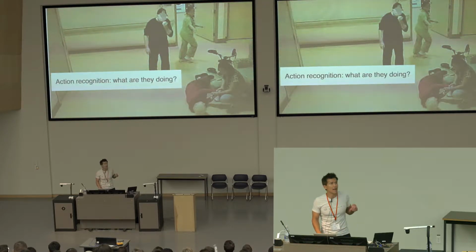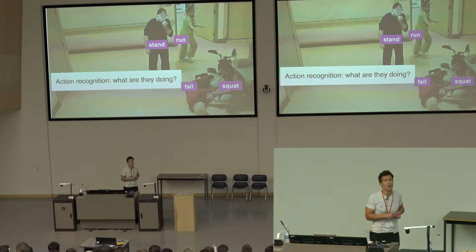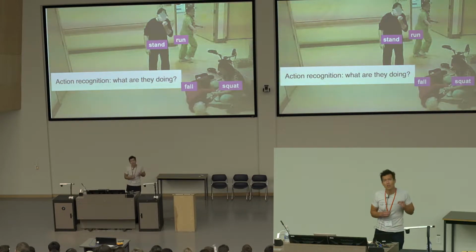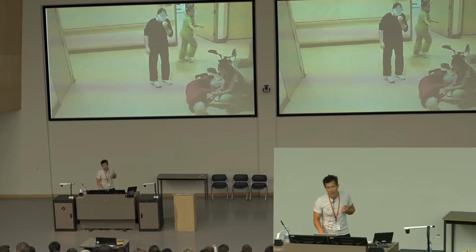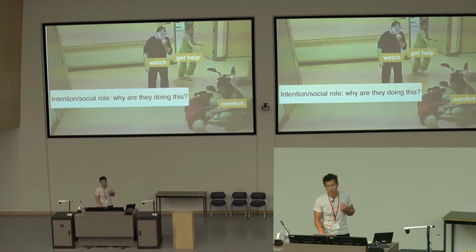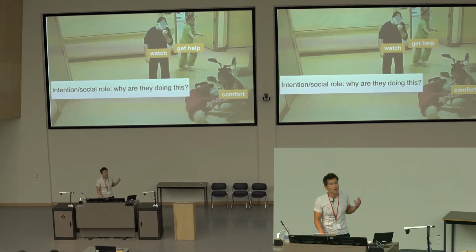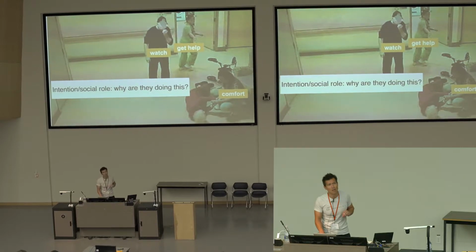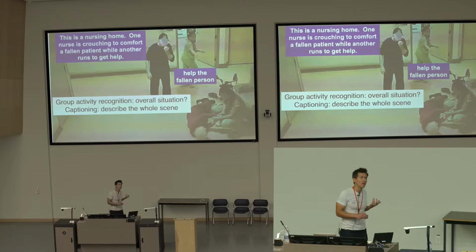We'd also like to understand actions of humans. So what are these people doing? This person's standing, this person's running, this person has fallen down. That's what we call action recognition, which would be putting these tags or labels on each of the individual people in this scene. But again, it's not necessarily enough just to know that that person is running. You might want to know why that person is doing this. So for example, that person is running, but she's running to try to get help. That person is squatting, and she's squatting to comfort the fallen person. So there are many different levels at which you can label this person, and also label what's happening in this scene.